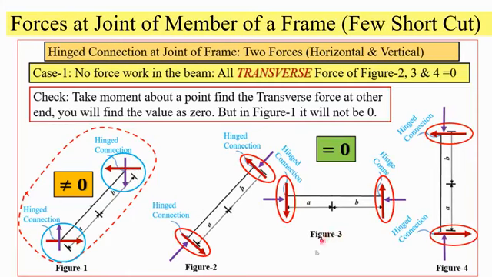You see, in this case, this red marked area, the red ellipse area, all these forces will be zero. When? Case 1: when no force works in the beam. There is no force, you see, no force here, no force here. If there is no force inside the beam, then this will work. So all these transverse reactions or transverse forces at the hinge joint, why transverse? This is the axis and this is perpendicular to the axis, all these forces will be zero.